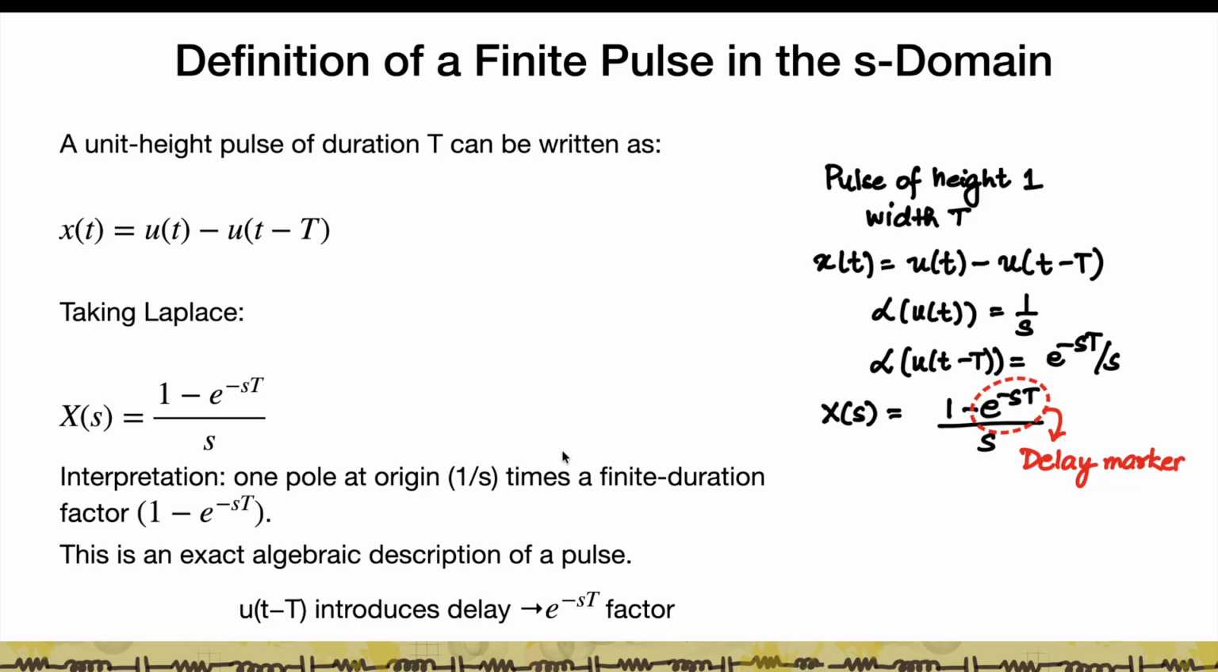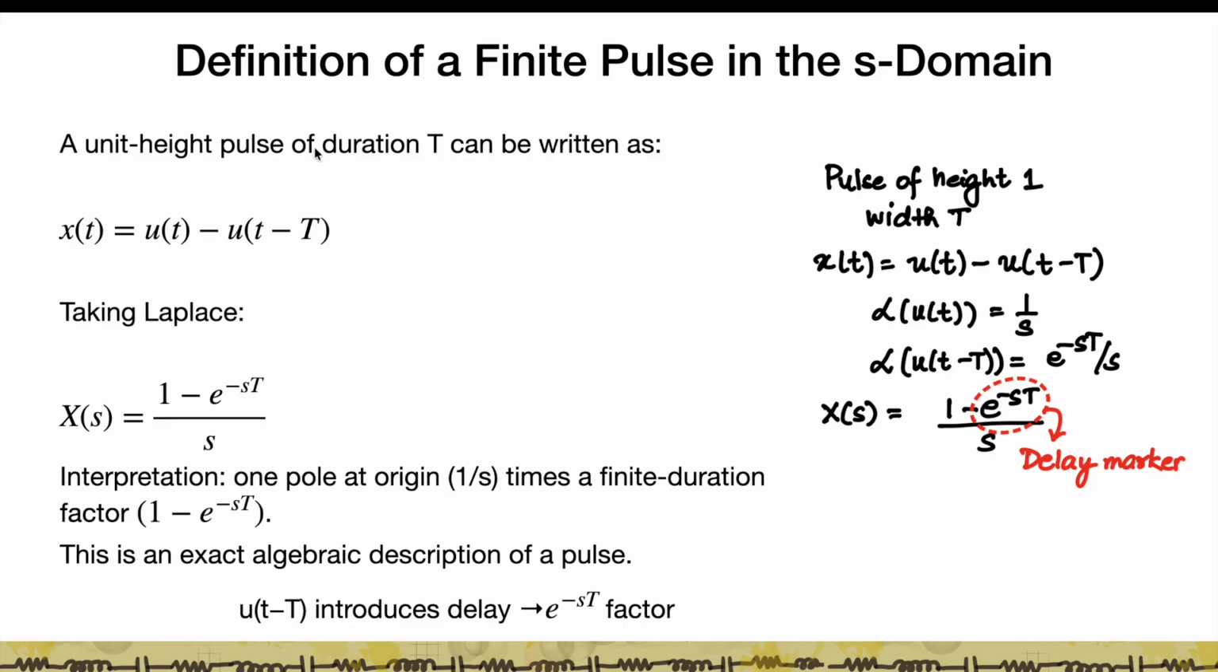Now we define a finite pulse in the cleanest way possible. A unit pulse of width T is simply defined as a unit step turned on at time t equal to 0 and turned off at time t equal to capital T. That is the entire definition. Now that definition is already telling you the physics. The system gets one excitation at the start and another excitation at the end with opposite sign. The only new ingredient here compared to earlier is time delay. So in Laplace, delays become exponential factors, that is e to the power minus sT.